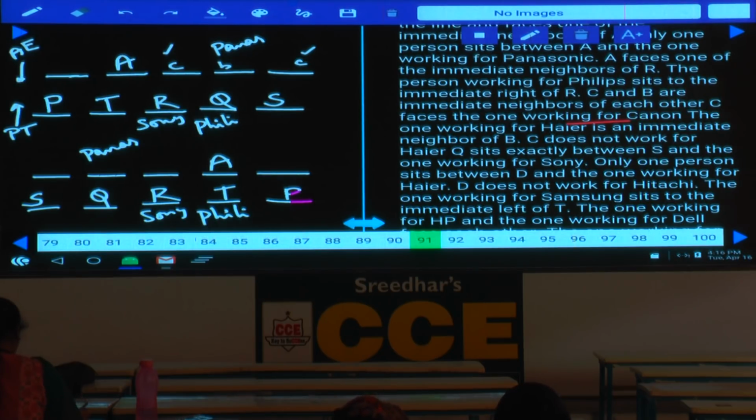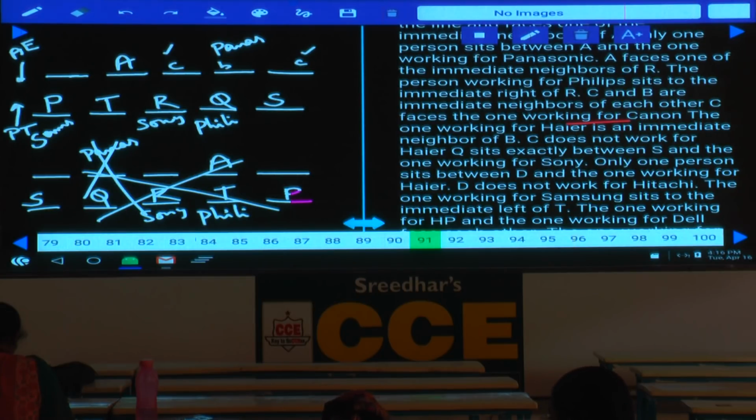Next one. Only one person sits between D and the one who works for Hitachi. And D does not work for Hitachi. The one who is working for Samsung sits to the immediate left of T. Samsung is to the immediate left hand side of C, and this P is Samsung, and Samsung is to the immediate left of C. The second case is not possible. Hence we are left with only one case.